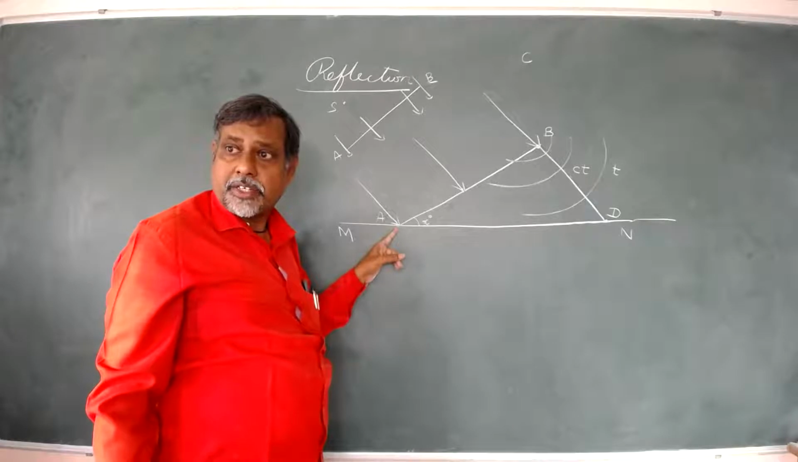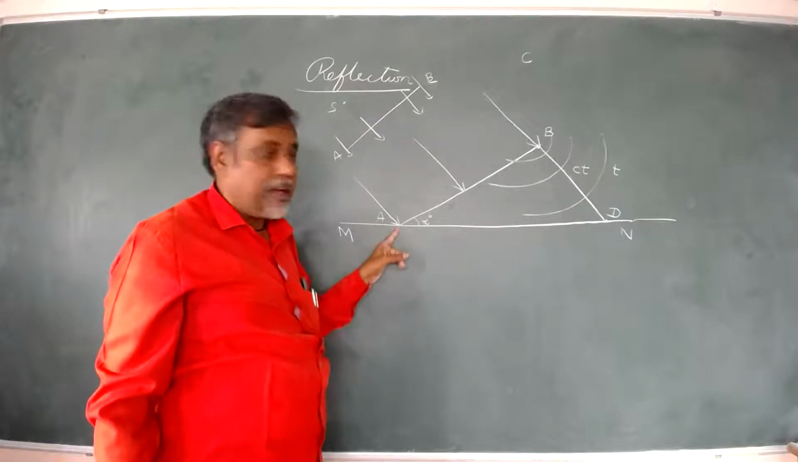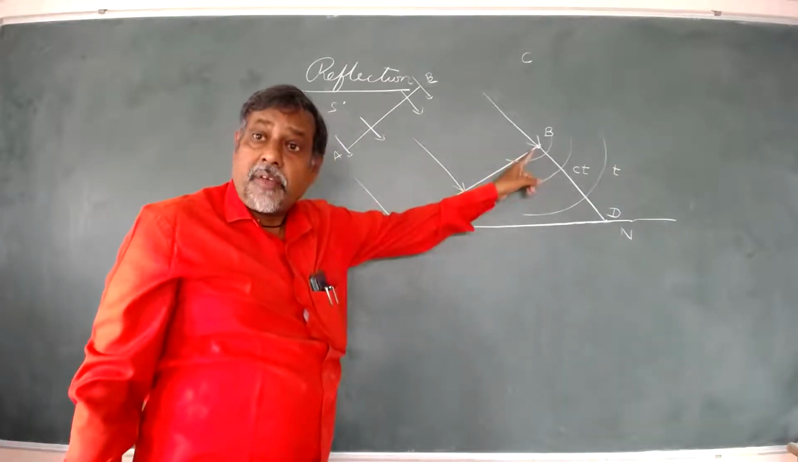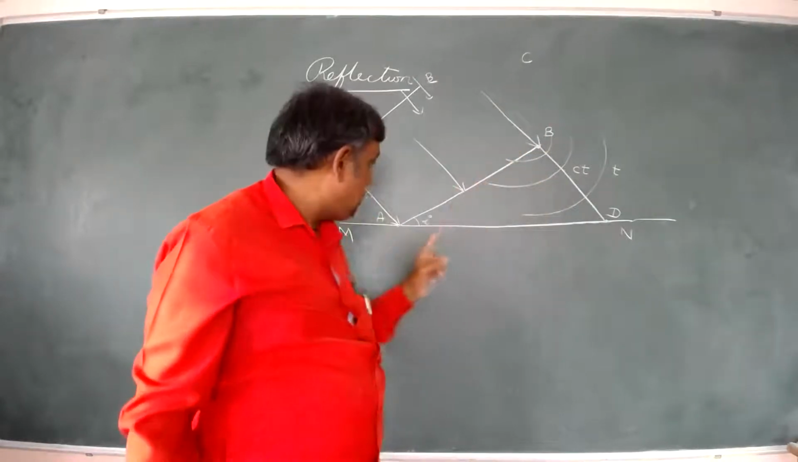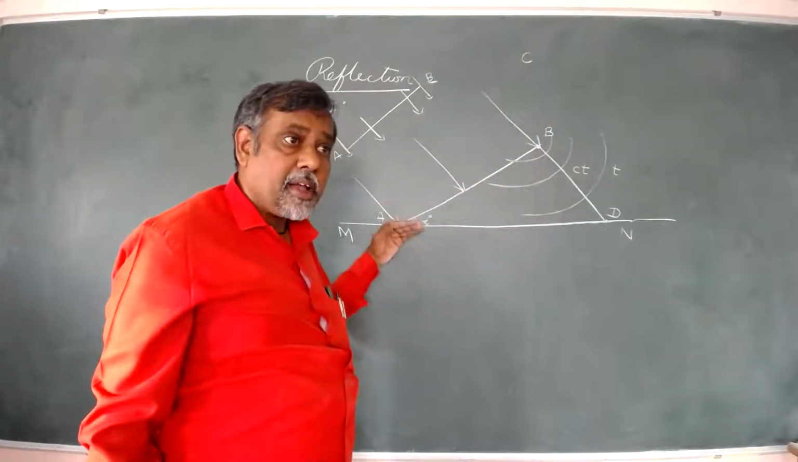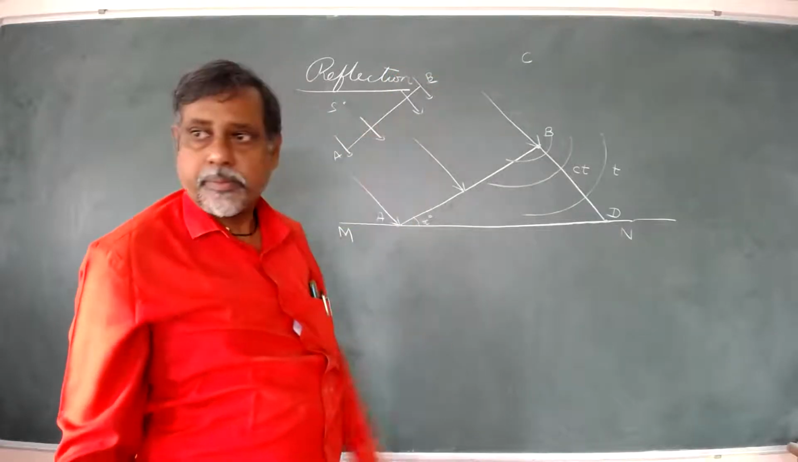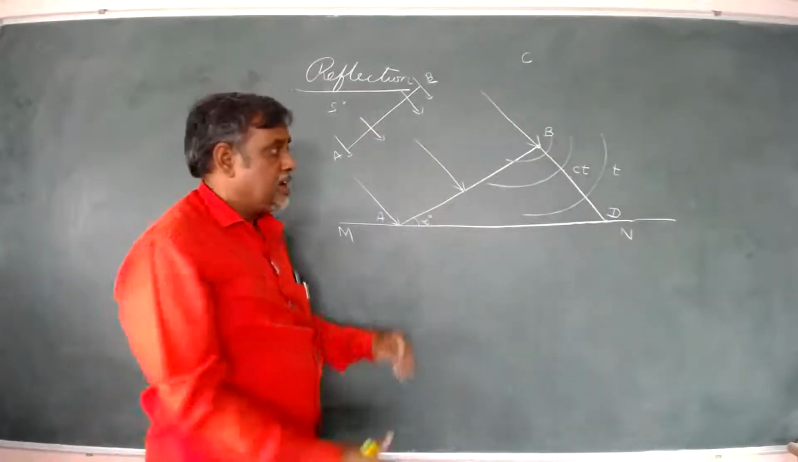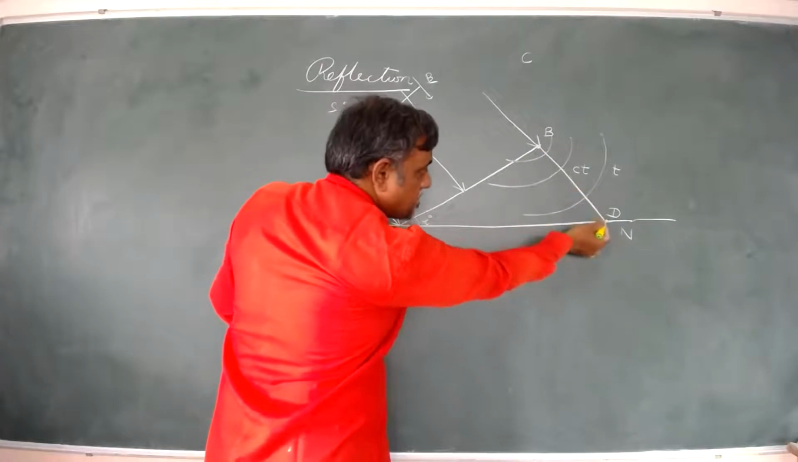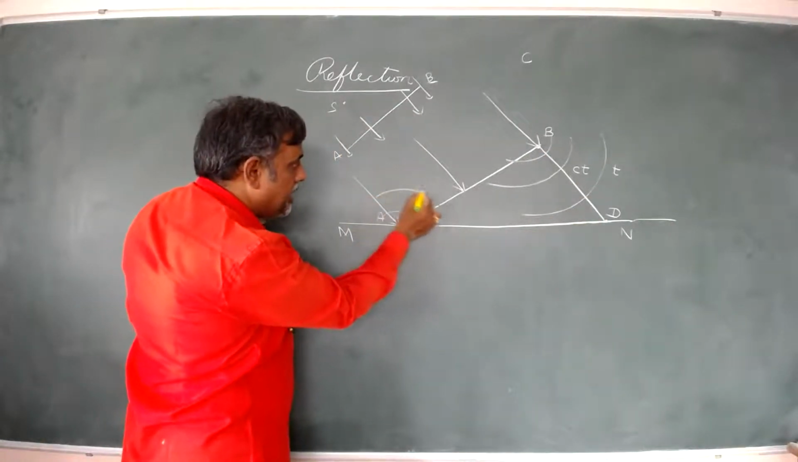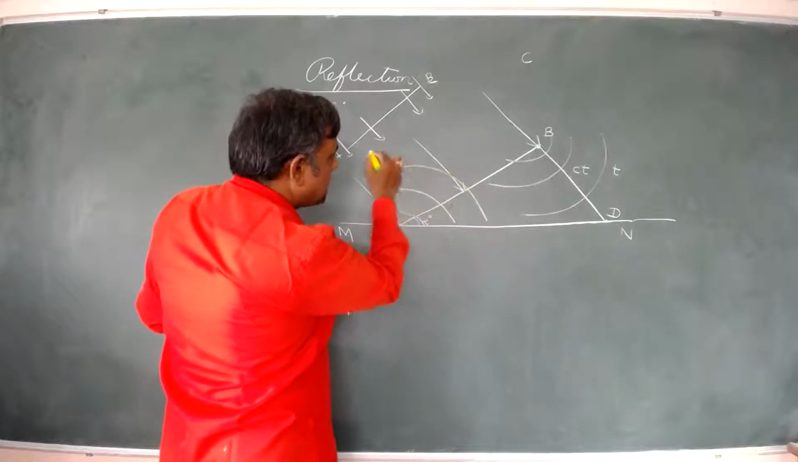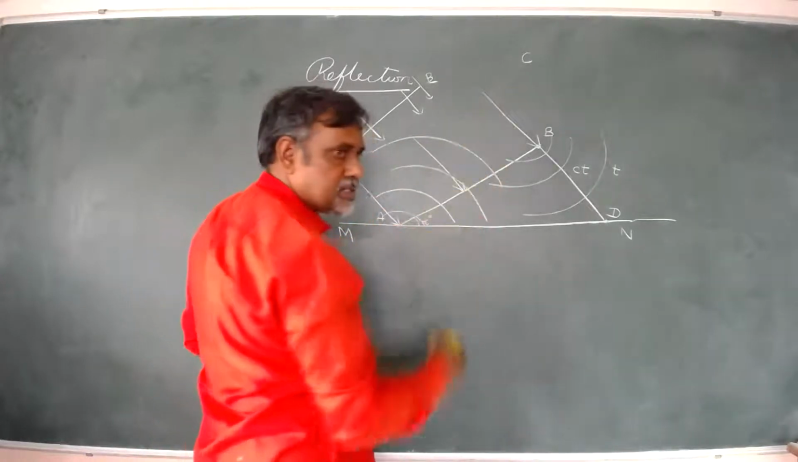No, it won't be like this. Yes or no? Okay, so this here you see, when the secondary wavelets are coming from this A, there's a B to D. In the meantime, the secondary wavelets from A start getting reflected. So when the secondary wavelets cover this much distance, at the same time, the secondary wavelets from A will undergo reflection. These secondary wavelets will keep moving like this.